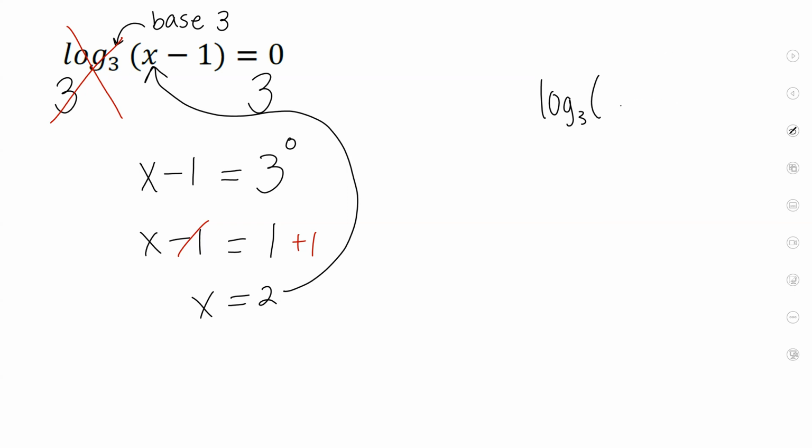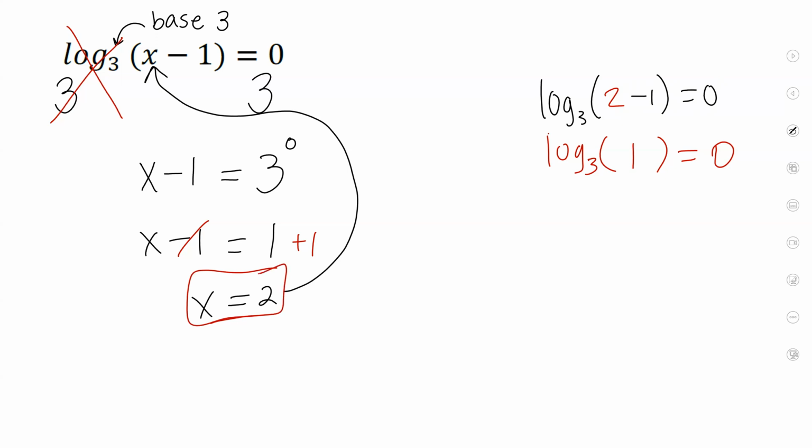The original problem is x minus 1. Okay, so I'm going to erase this x and put a 2 inside because we just said x is 2. And 2 minus 1 is 1. That's positive. So this is an answer. It's not extraneous. Remember, we cannot have a negative inside of a log. Okay? All right, let's try a different one.